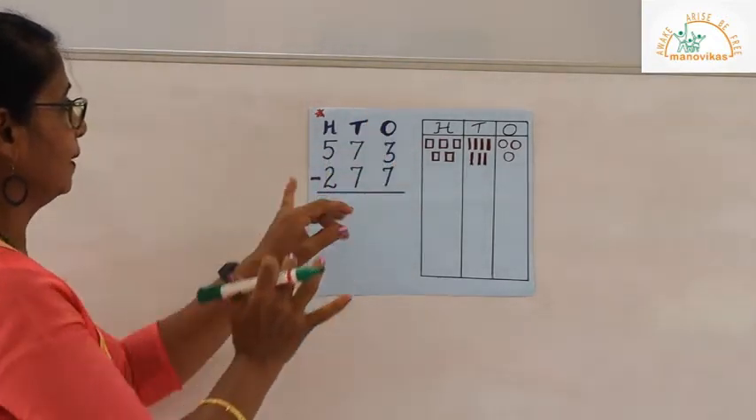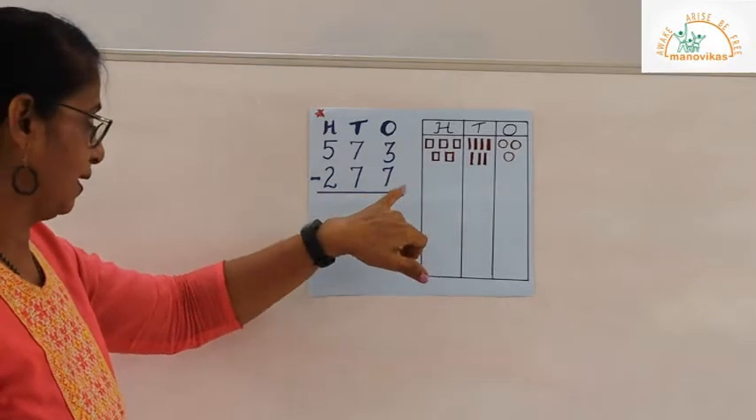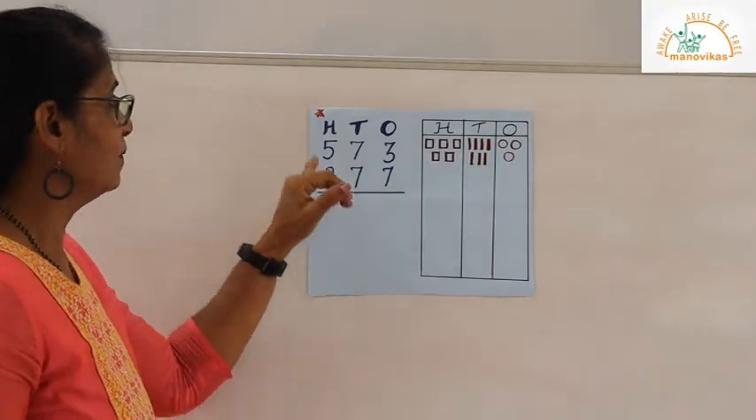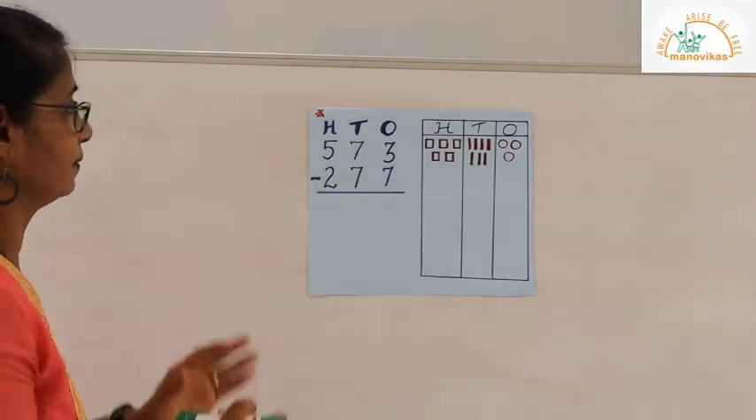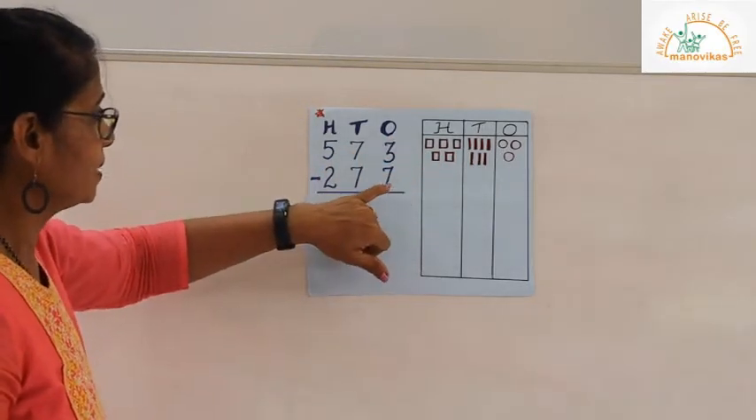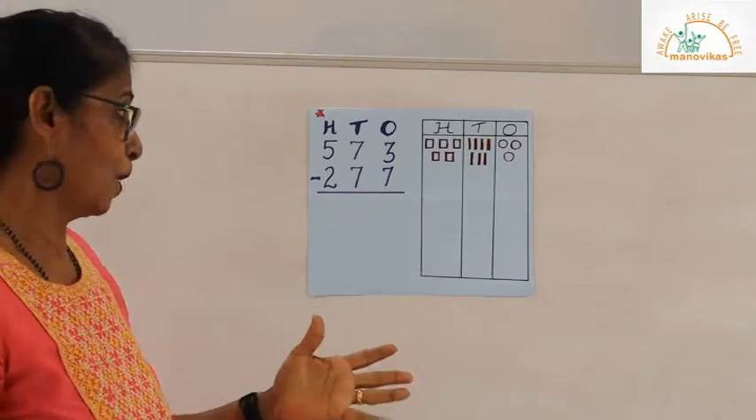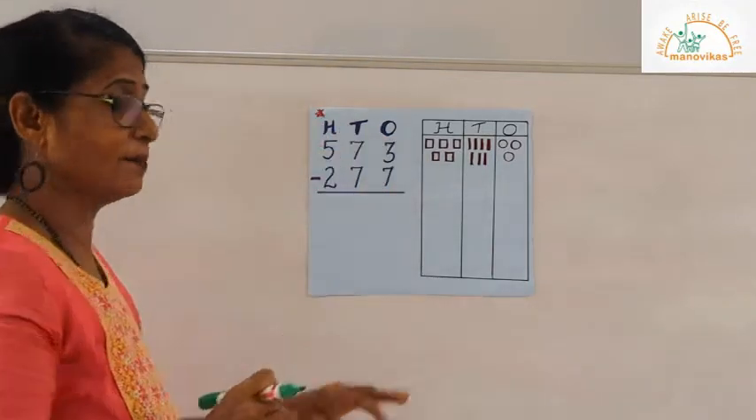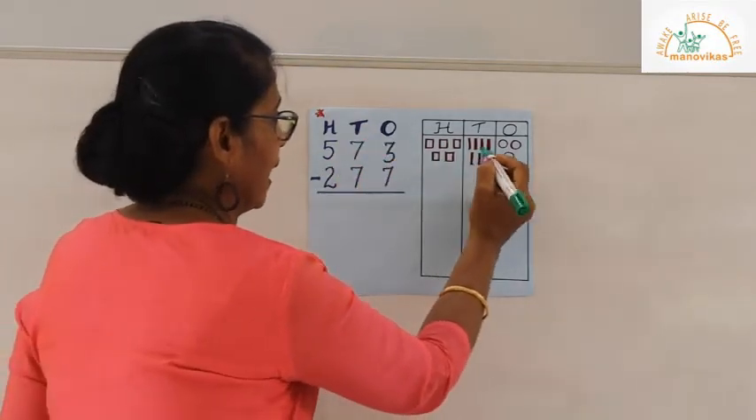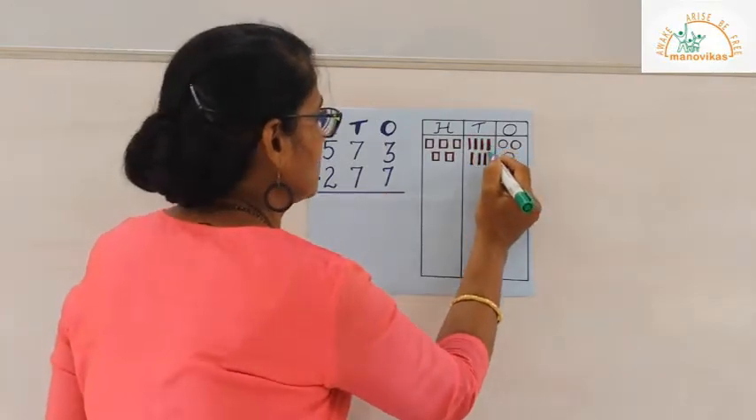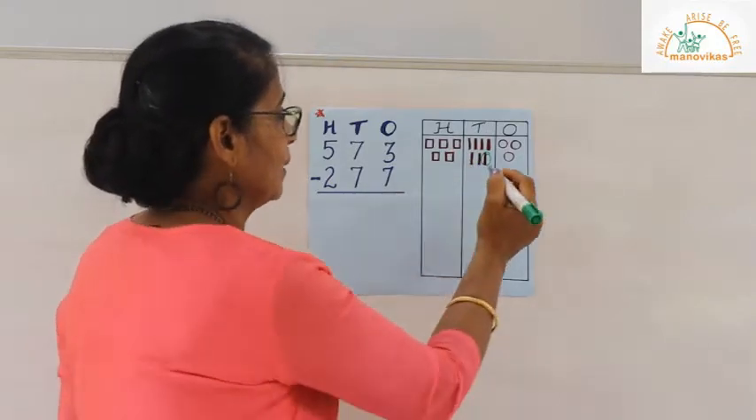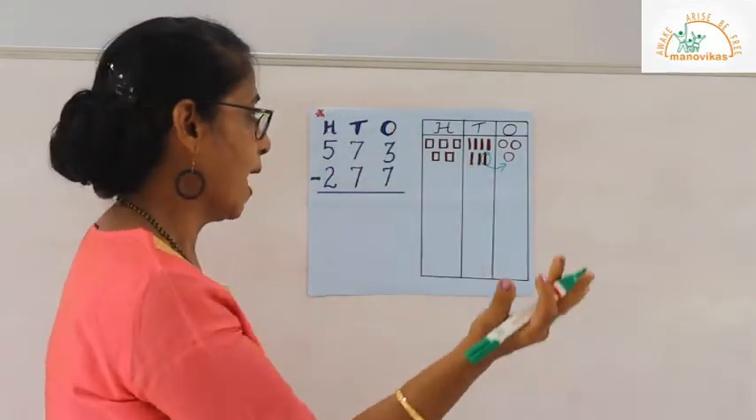Subtraction of a 3-digit number by borrowing or regrouping. Now we have the number 573. We need to take away 277 from 573. In the ones place, there's the number 3, and we need to take 7 from 3, but it's not possible because 3 is a smaller number and 7 is a bigger digit. So we will borrow 1 ten from the tens place, which will give us 10 ones.